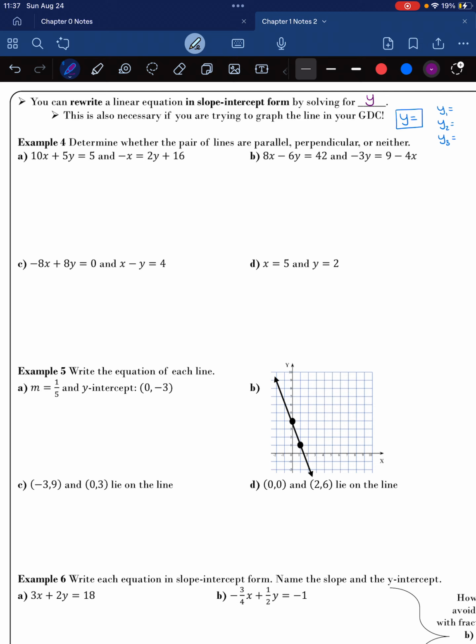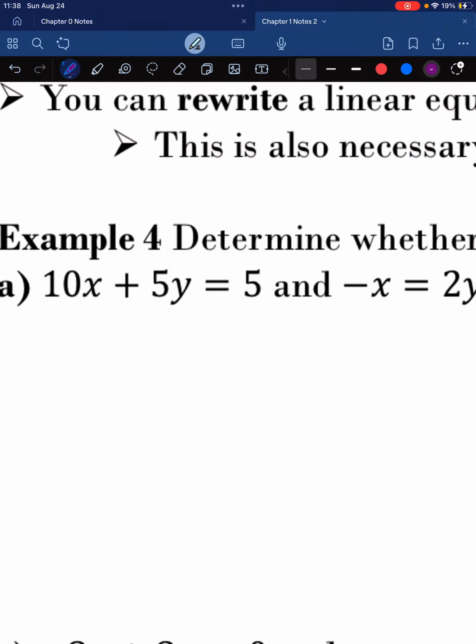Okay, so we're going to practice two things here. One, we're going to put these in slope-intercept form by solving for y. And that way we can compare the slopes. We're going to compare the slopes because we need to determine whether these lines are parallel, perpendicular, or neither. So remember, that's going to be, do they have the same slope? Do they have opposite reciprocal slopes? Or do they just have random different slopes from each other?